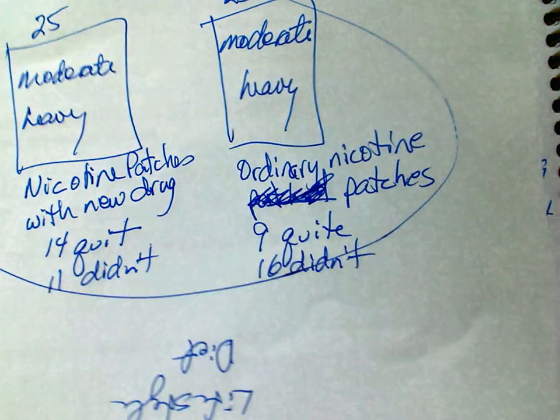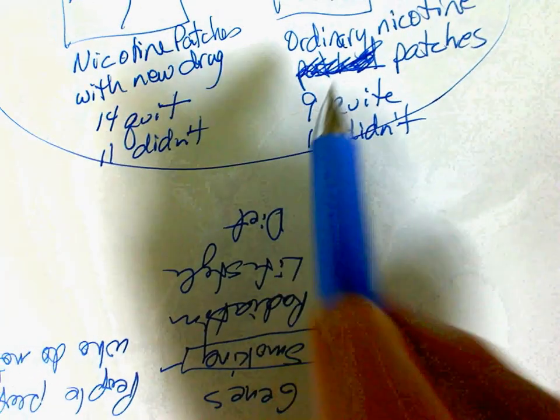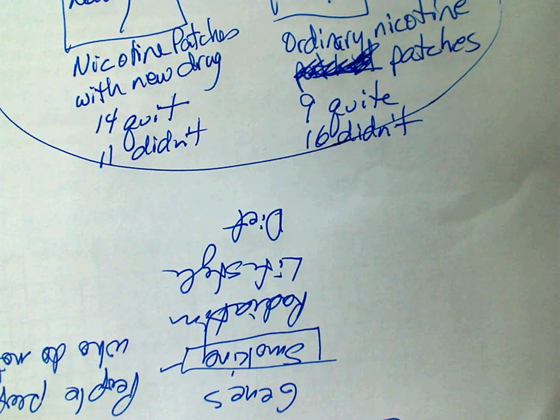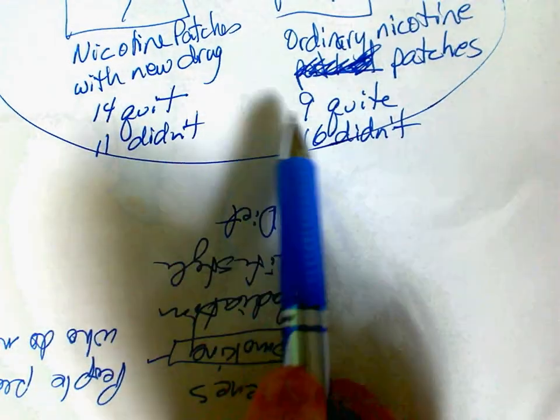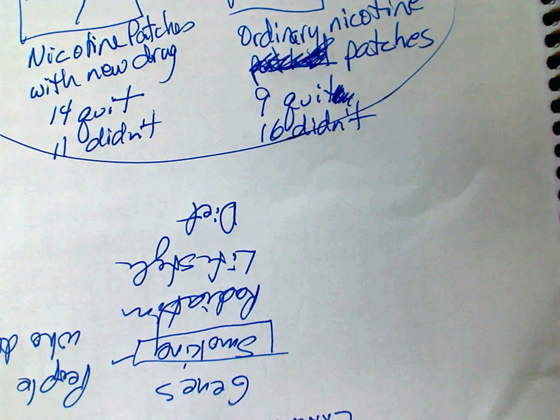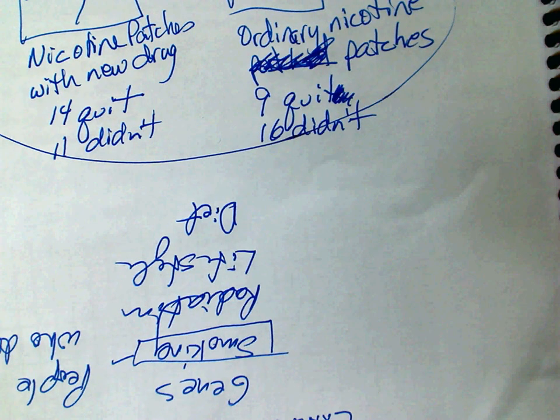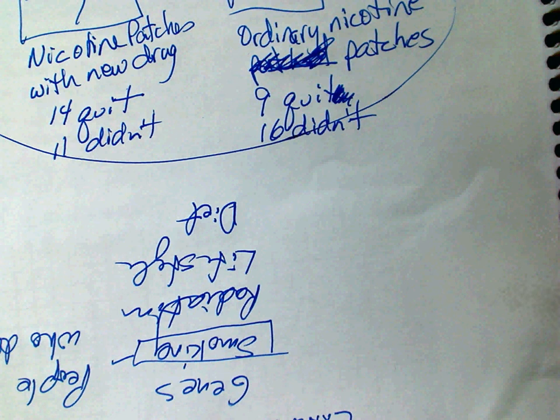Can the researcher conclude that the new drug is effective? You think so? Well, 5 more people quit. Is that effective? Based on this information, would you start mass production? Is it enough information to change your assembly lines and start up mass production? Probably not.